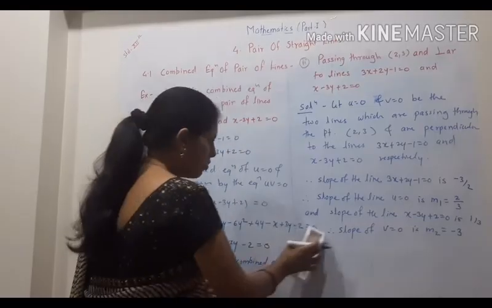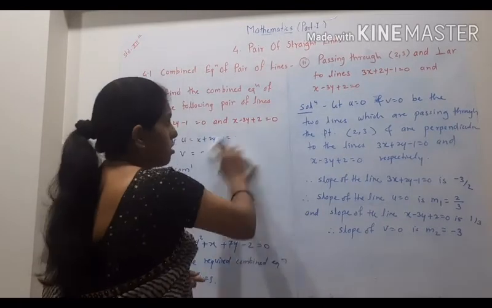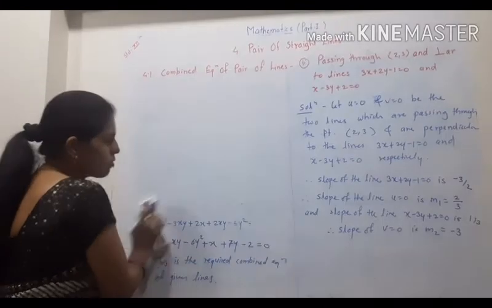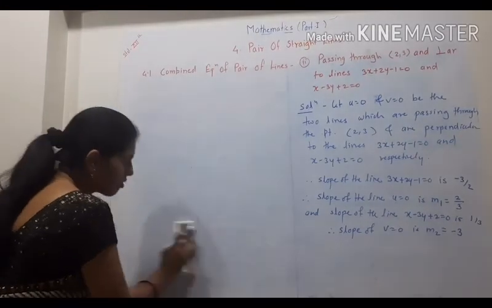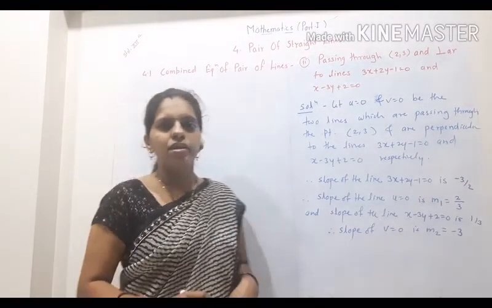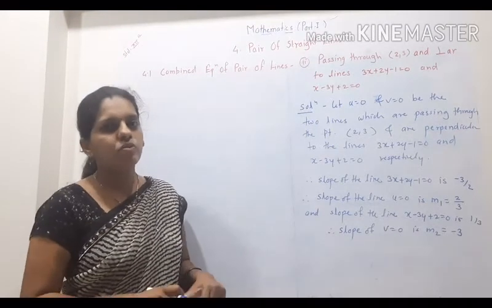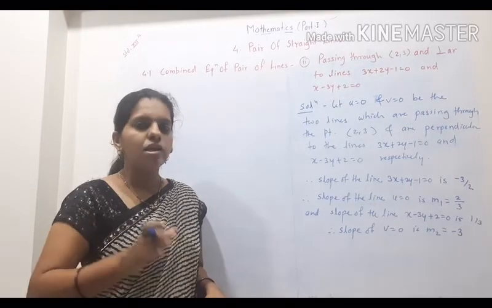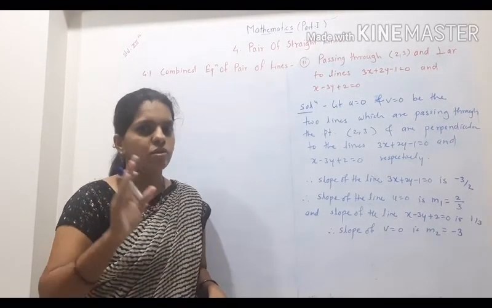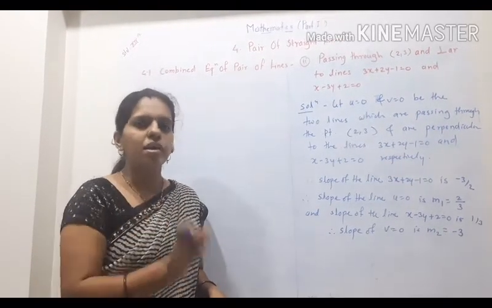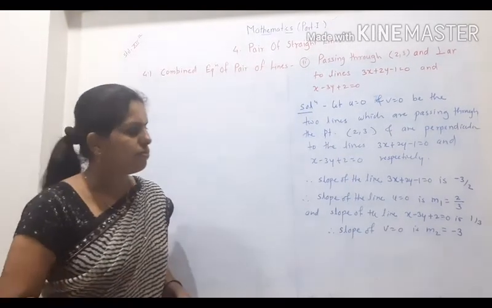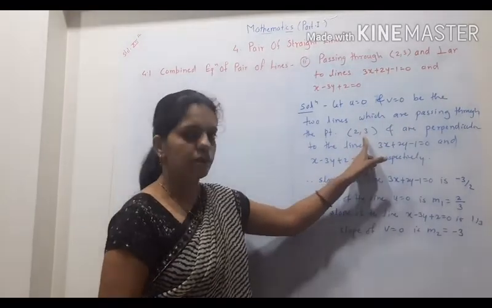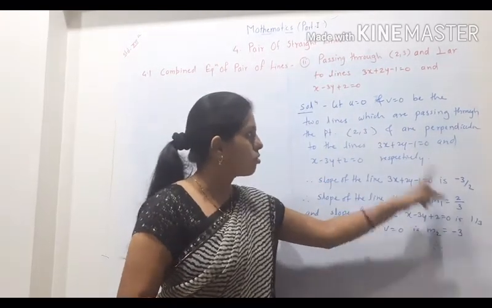And now we are using the slope point form. What is the slope point form of the equation of a line? That is y minus y1 is equal to m into x minus x1, where x1, y1 is a point on the line and m is the slope of the line. So this is the slope of u = 0 and the point, and the slope of v = 0 and the point.